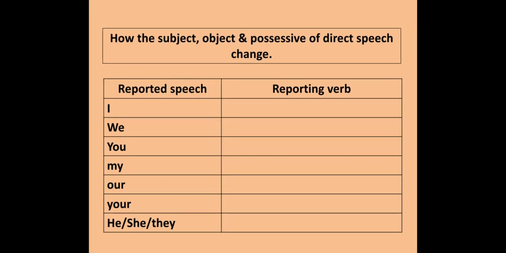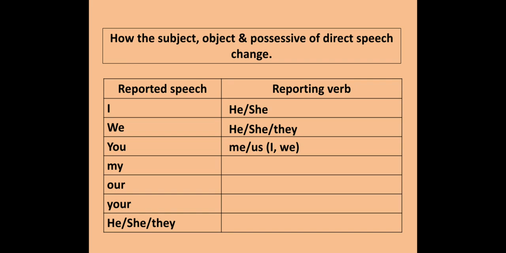How the subject, object and possessive of direct speech change. There are some examples. If in the reported speech there is first person singular, that means I, it will follow the reporting verb's subject, he or she. If there is we, it will be he, she or they. You will be me, us or I, we.